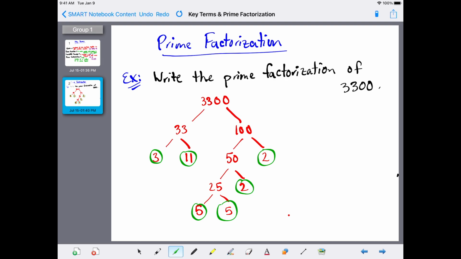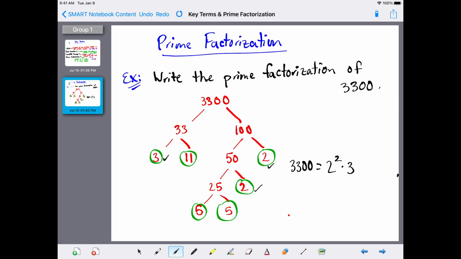So we're not quite finished yet. These are the prime factors of 3300, but in order to write the prime factorization, we have to write the product of these factors. So we can say that 3300 is equal to, well, we have a prime factor of 2, and there's 2 of those 2's. So I'm going to write 2 squared. Then the next factor we have is 3. I'm going to multiply that by 3. There's only one of them.